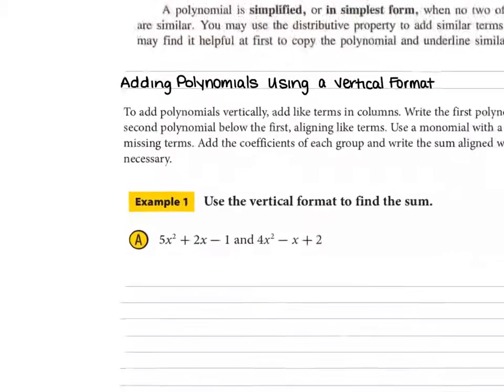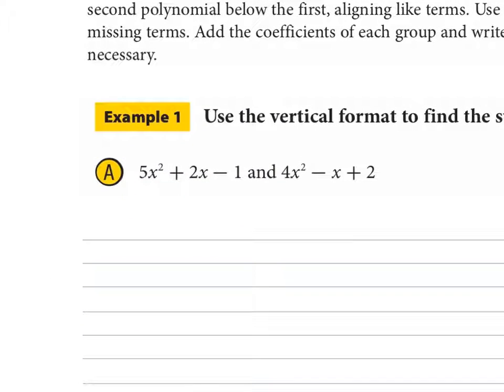3.3 adding polynomials. When we're adding polynomials, we're practically just combining like terms. So there's two ways of adding these polynomials. You can do a vertical format or a horizontal format. When you're doing a vertical format, when you're adding, you are lining up those like terms to make things a little bit easier for yourself.